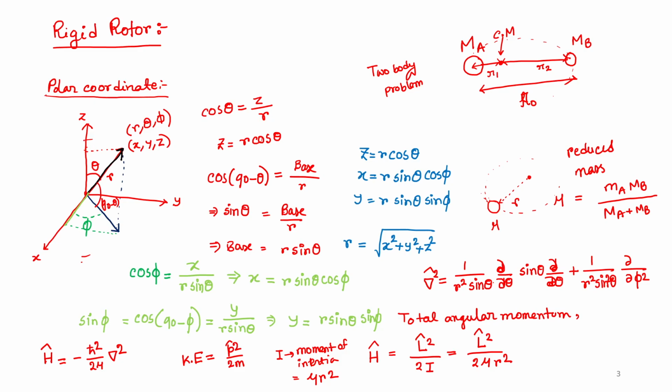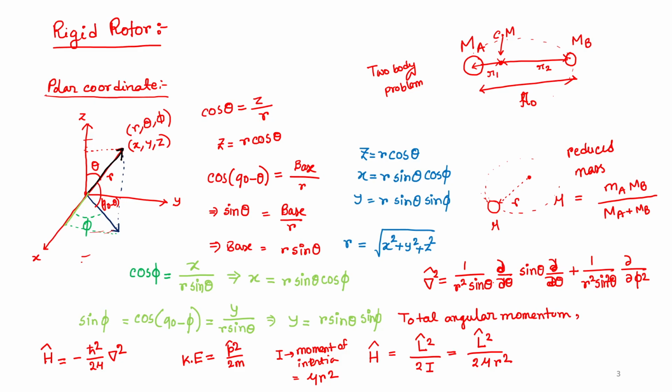Theta can go from 0 to pi, as well as your phi. Phi is measured when the projection is on top of the x-axis. Now phi can go from 0 to 2 pi, so it can come back here. That is one of the boundary conditions when you are going to solve this phi dependent part.